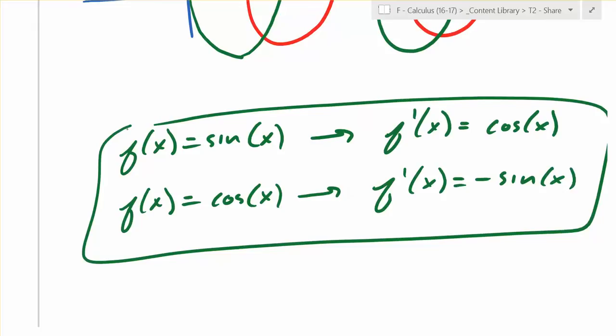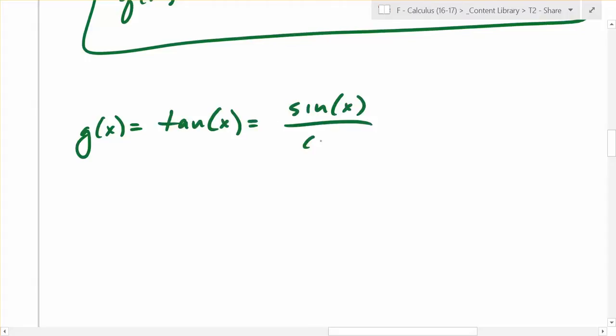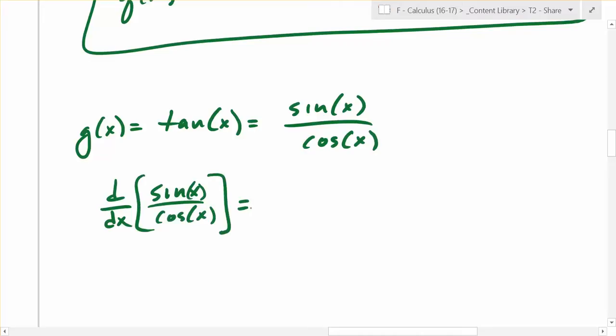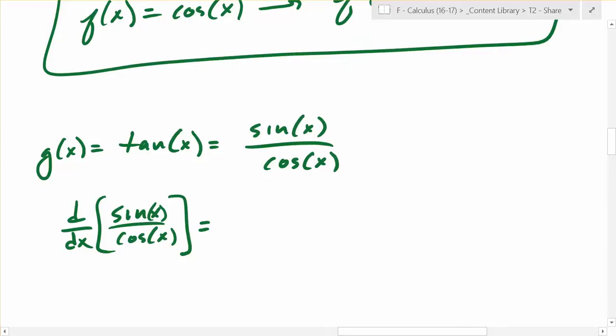So what's the next one you think you'd want to do? Which trig function would you want to know the derivative of next? We know sine, we know cosine, so tangent. So let's do that one. Let's say g of x is equal to tangent x, right? What is tangent? Sine of x over cosine of x. So if we wanted to do the derivative of this, d/dx of sine of x over cosine of x, what rule would we have to use? Get up to the board with somebody else and do that for me right now.